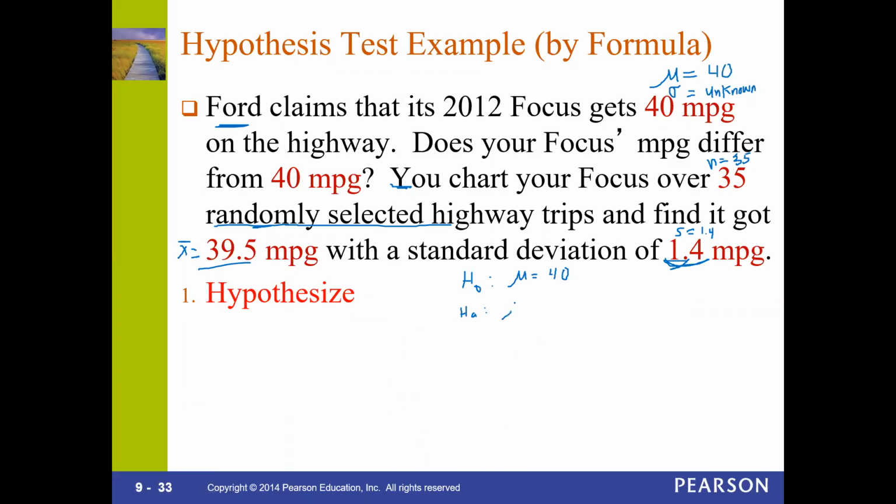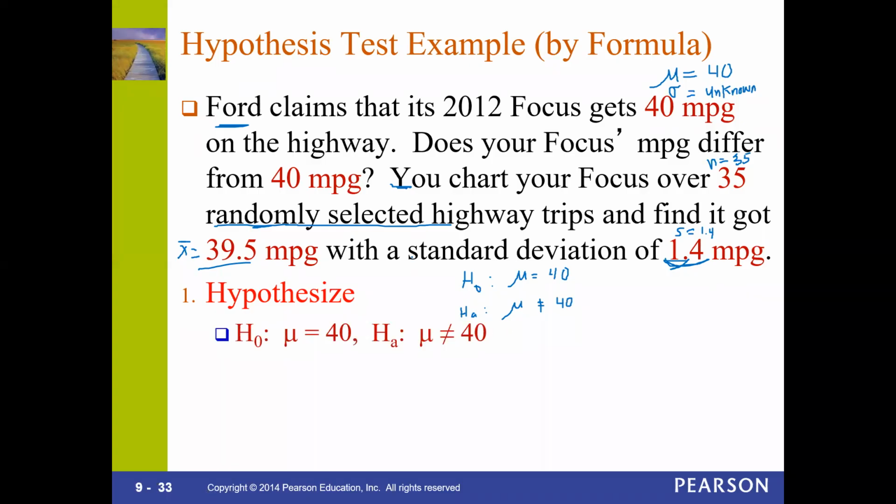Okay, I will say mu not equal to 40. And that's how I'm going to be working on it. So that's my hypothesis testing, my hypothesis.